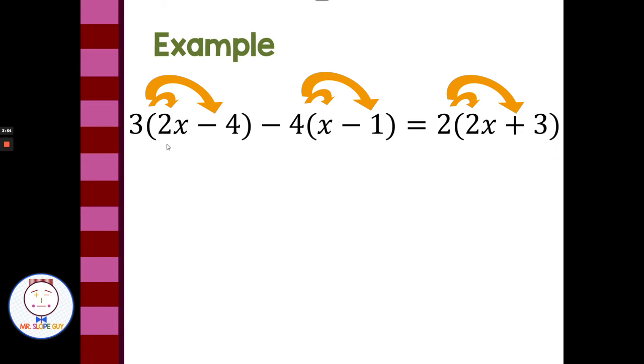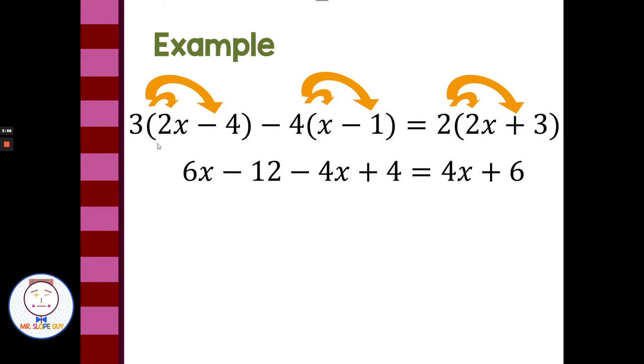So I'm going to do 3 times 2x is 6x. 3 times negative 4 is negative 12. Negative 4 times x, negative 4x. Negative 4 times negative 1 is positive 4. You don't want double signs. Make sure you're just using single signs, because this can get really confusing if you start having double signs in here. So 2 times x is 4x, and 2 times 3 is 6.